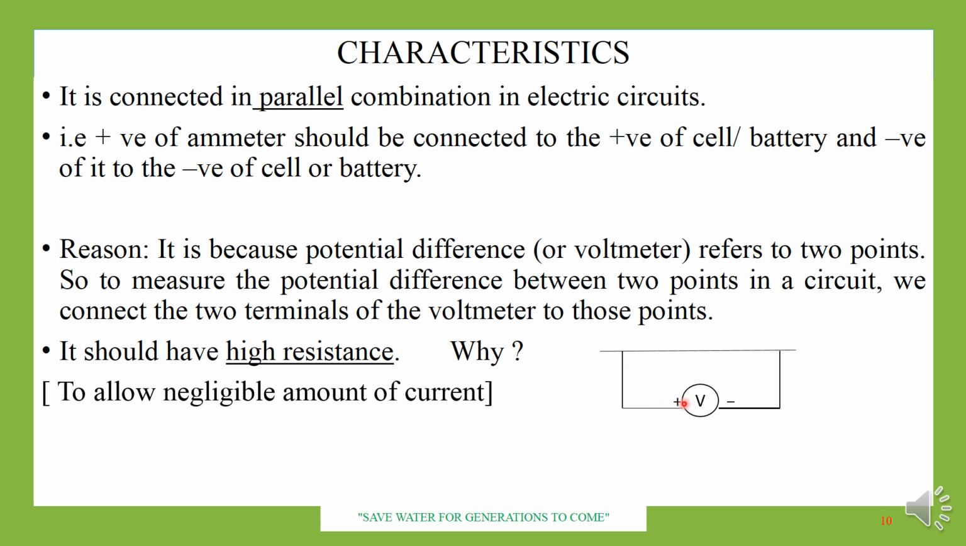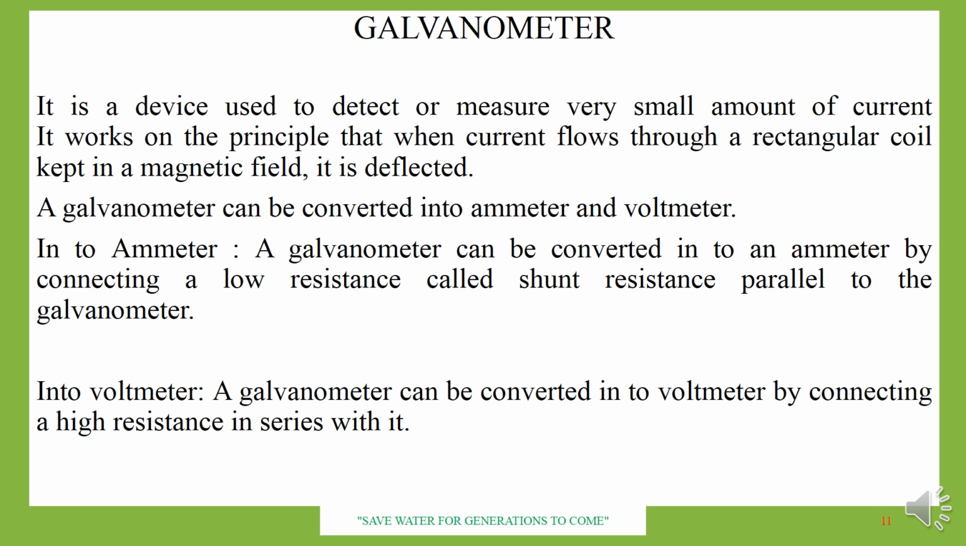So therefore, this way voltmeter is connected in electric circuits. Now galvanometer, that's the last topic of this. Galvanometer is a device which is used to detect a very small amount of current in the circuit. In the next chapter, electromagnetic induction, I shall show you an activity in which you will see a galvanometer.